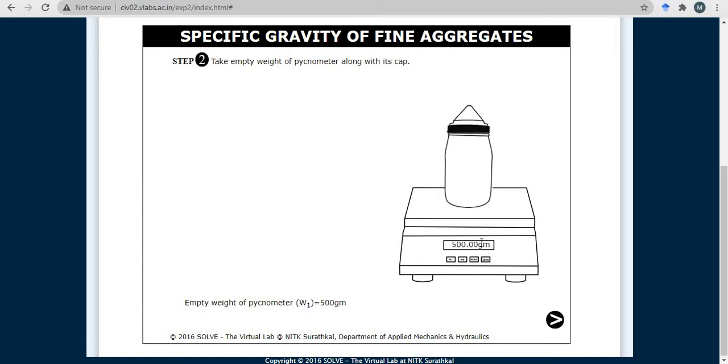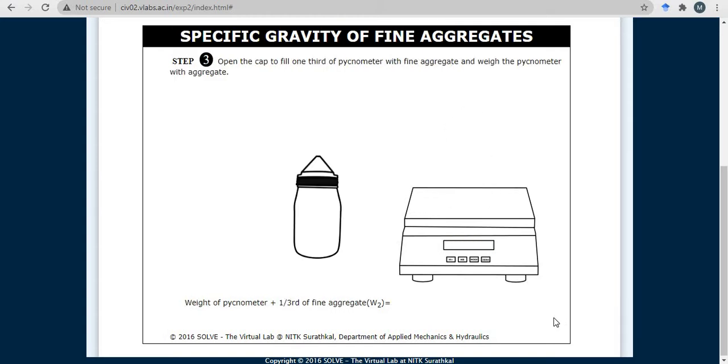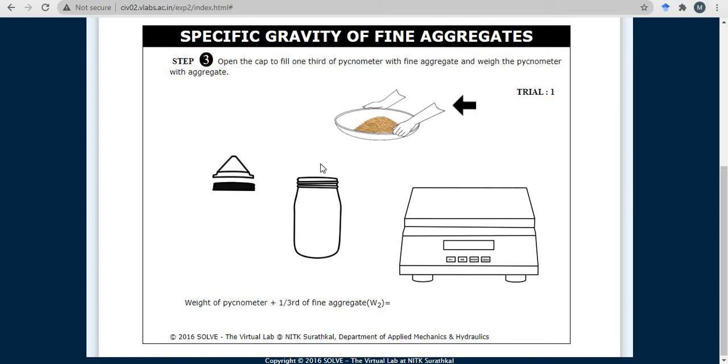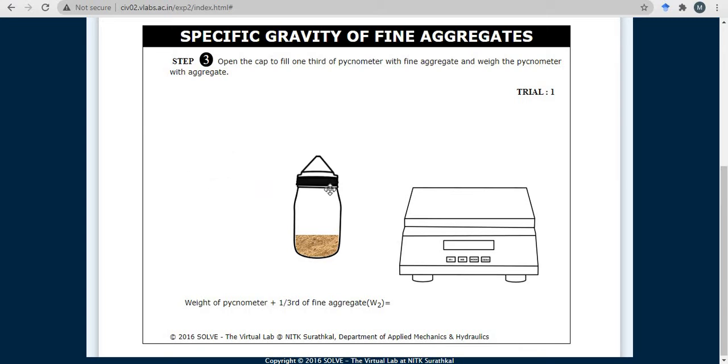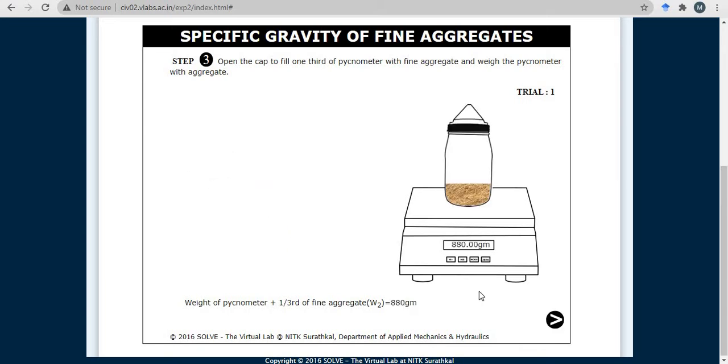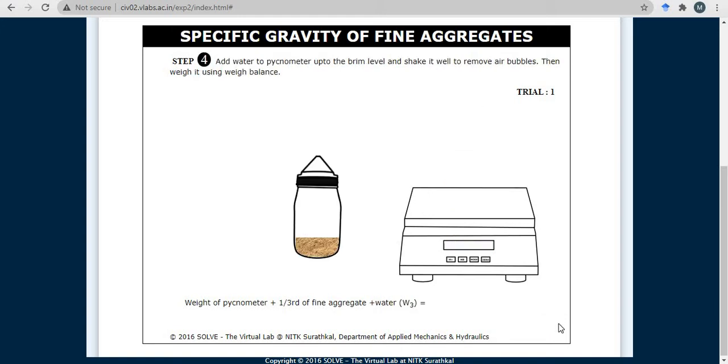Okay, please take note of the value. Next. Okay, remove the cover and then you need to fill one third of the pycnometer with the river sand. In our lab, we'll be using 500 grams of the sand. So I think more or less the value is the same. Okay, get the value.